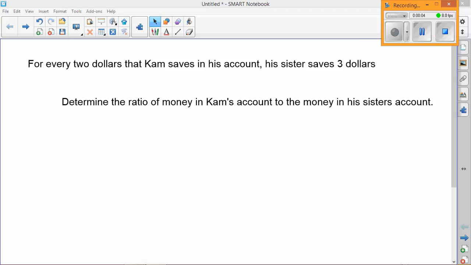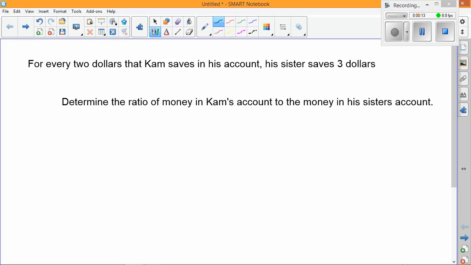In Lesson 3, we begin to discuss equivalent ratios. So let's try out an example problem so that we can learn about how to find equivalent ratios.